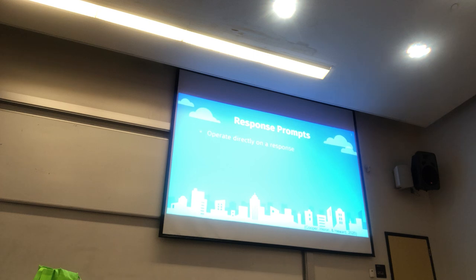So response prompts operate directly on a response. It's kind of like a supplemental stimulus, like an SD, if you want to think of it that way. It's cueing the response. And there are three major forms that do this: verbal instructions, modeling, and physical guidance. We're going to cover each of these throughout the slides.